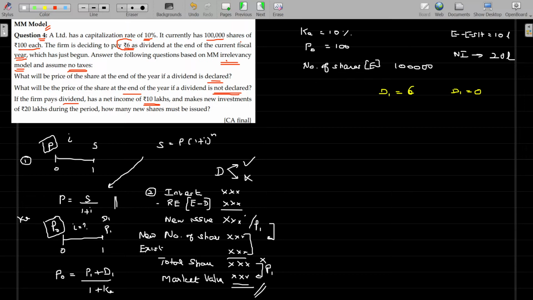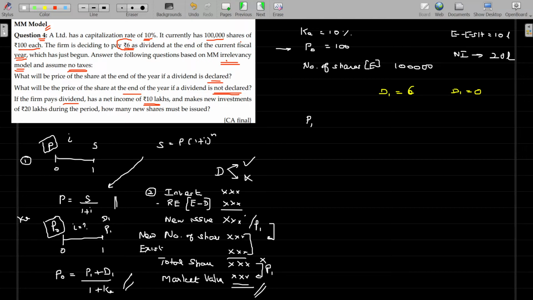Okay, now I have to find out the P0 in both the options. P0 is given. I have to calculate the P1. To calculate P1, what can you do? You can use this formula.